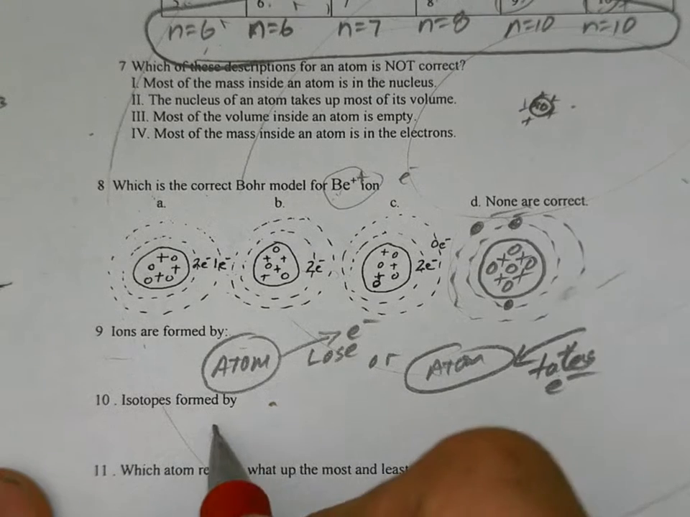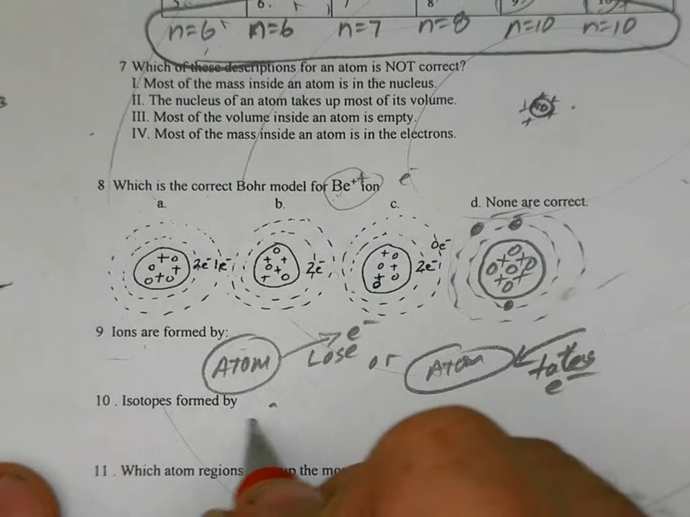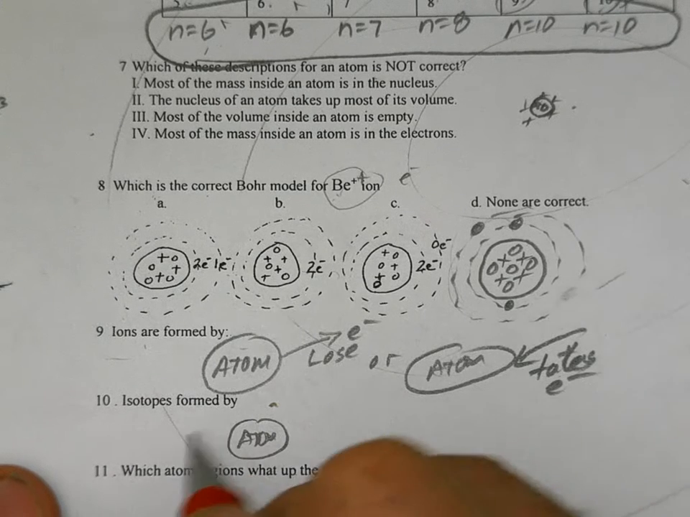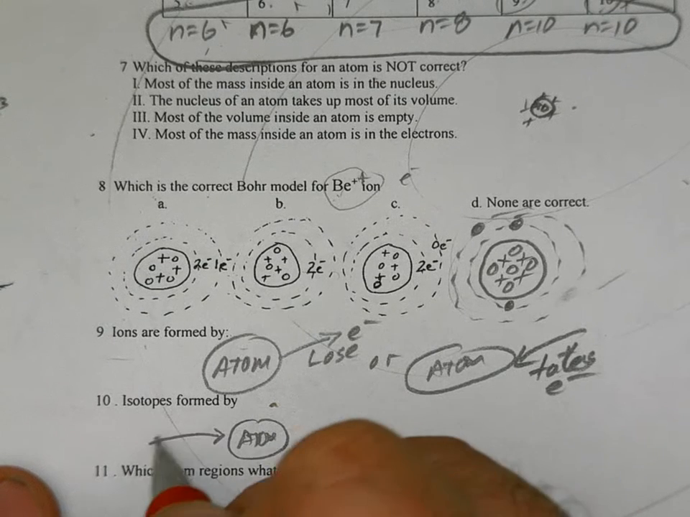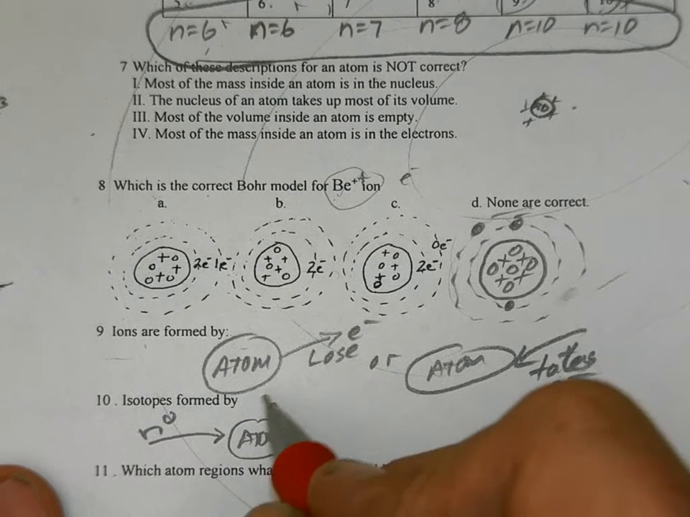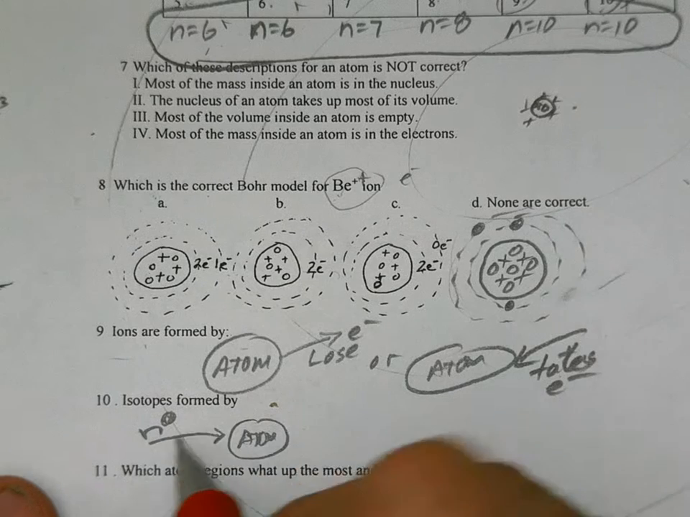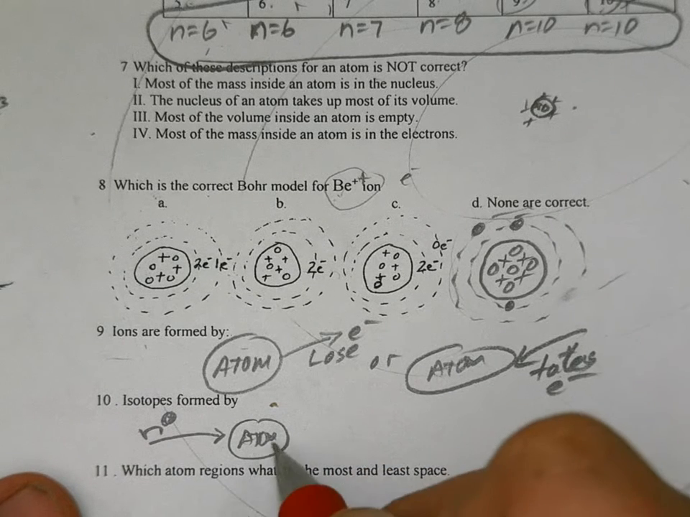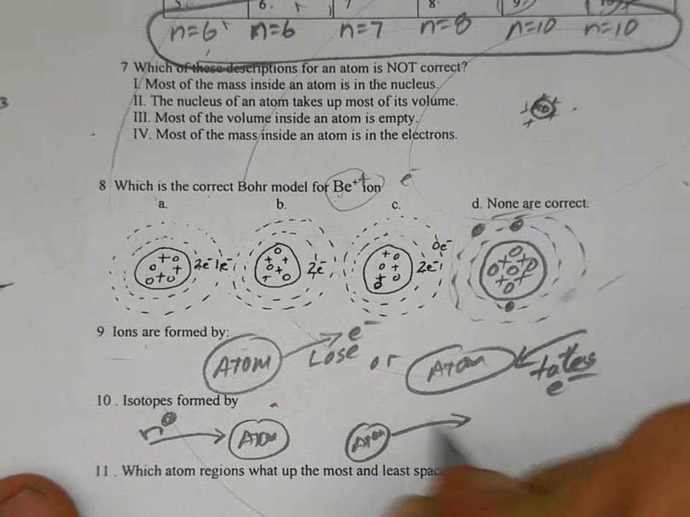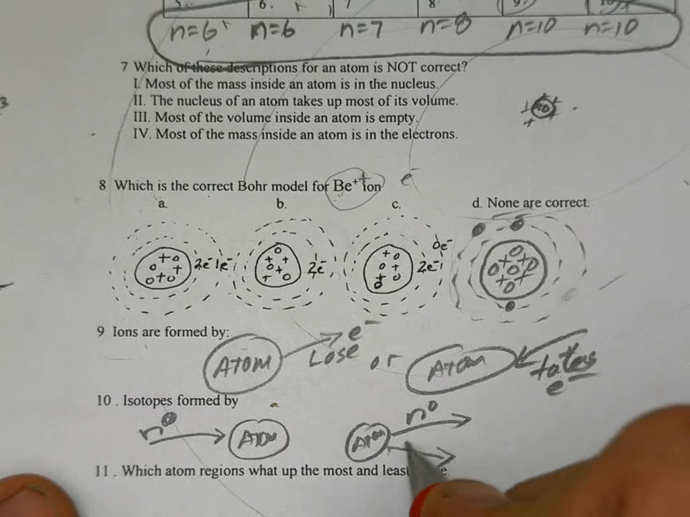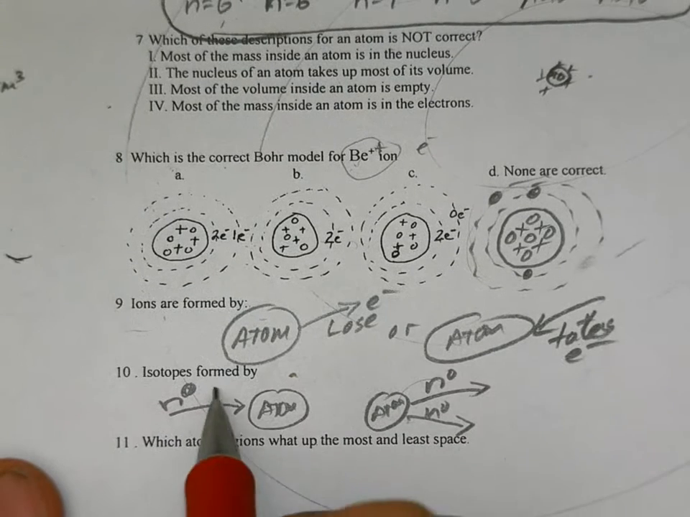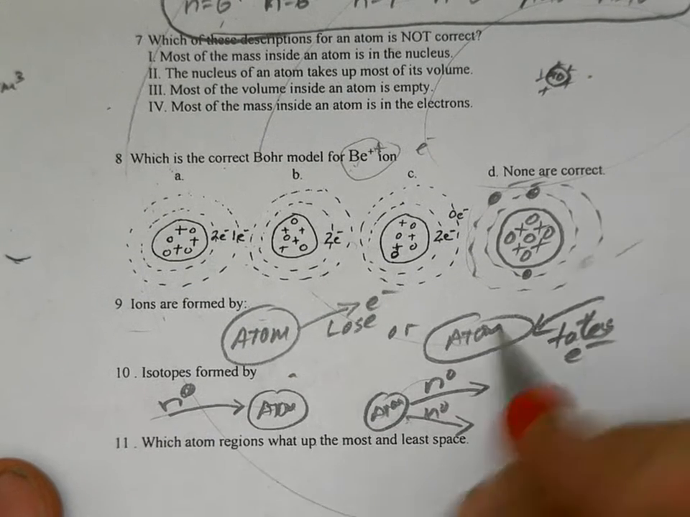Isotopes are formed by atoms gaining electrons. Neutrons. We're adding neutrons to atoms to make them heavier. It doesn't change their atomic number. It doesn't change their charge. So you can either add neutrons to make an atom heavy, or you can have an atom and you take away neutrons. They fall out. This is what happens when radiation occurs. A lot of radiation is neutrons falling out. So isotopes are formed by gaining neutrons or losing neutrons.